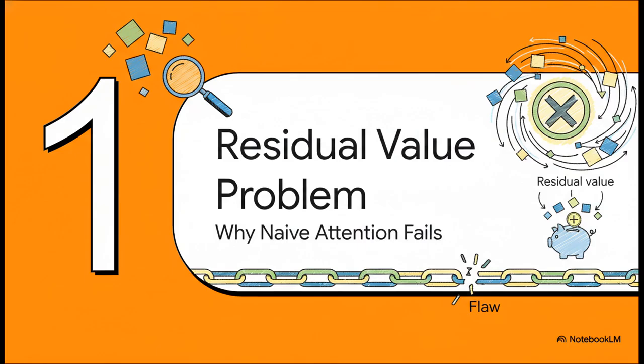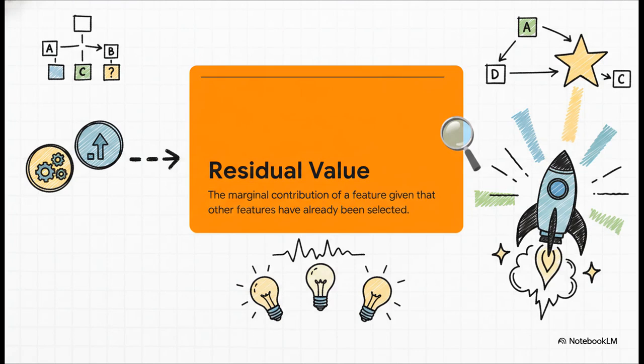All right, so what's the central problem this paper is trying to solve? Well, it's a subtle but really critical flaw you see in a lot of attention-based feature selection methods. They usually try to pick the entire subset of features all in one go, and that process, by its very nature, completely ignores what the authors here call the residual value of each feature. So, what exactly is residual value?